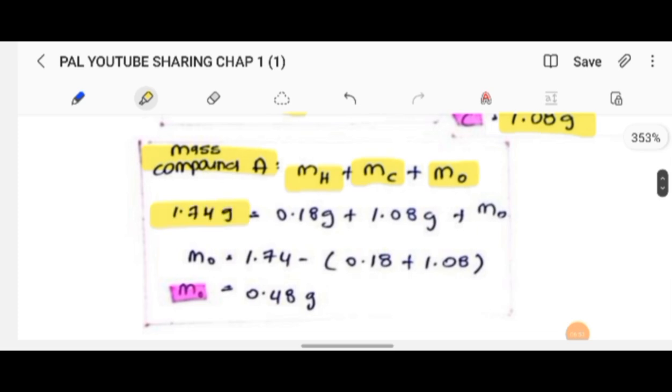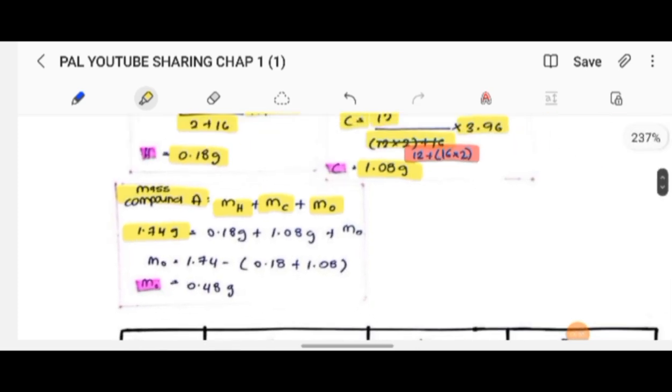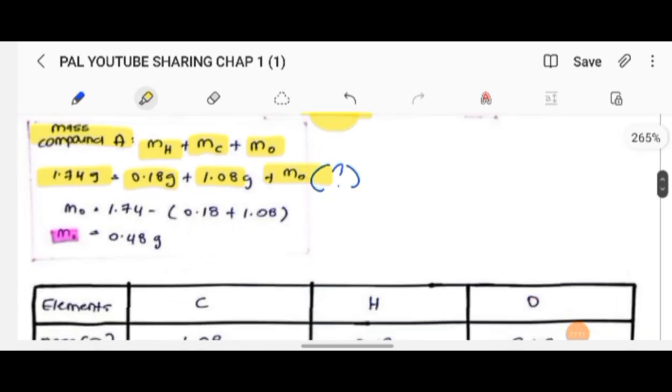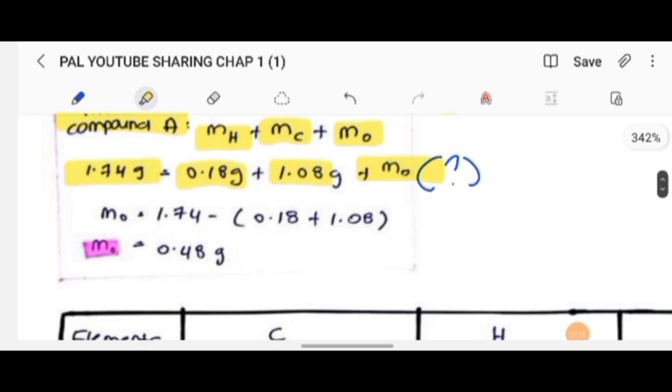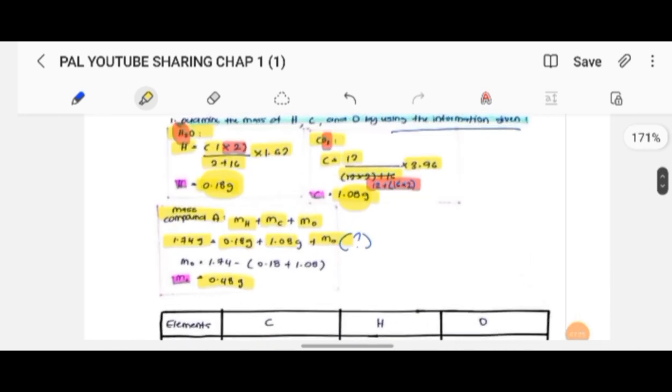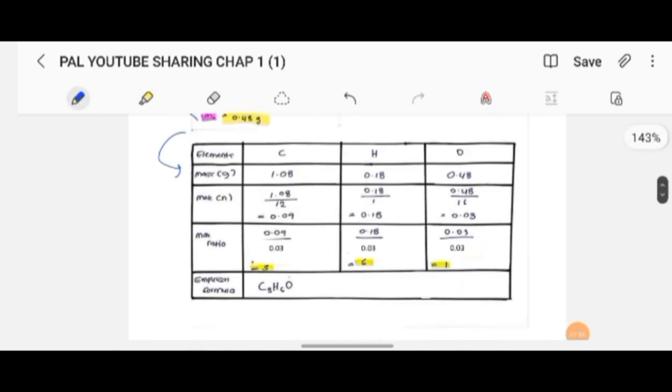So 1.74 gram equals the mass of hydrogen that we got just now, 0.18, plus mass of carbon 1.08, and plus the mass of oxygen that we are finding now. So we rearrange everything, and we will get the mass of oxygen is 0.48 gram. Okay, so after we get all the masses, like mass of hydrogen, mass of carbon and mass of oxygen, then we can make this table, which is the empirical formula table.